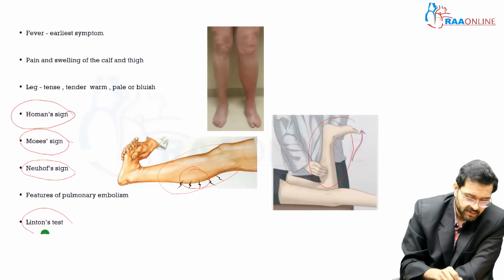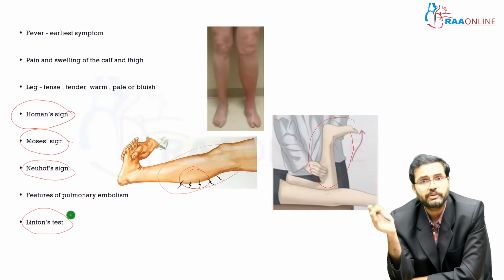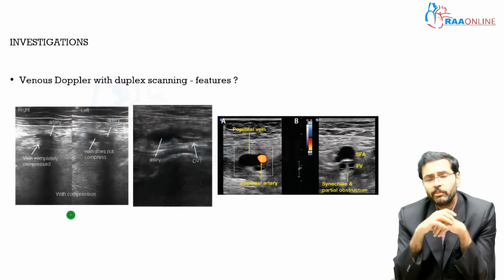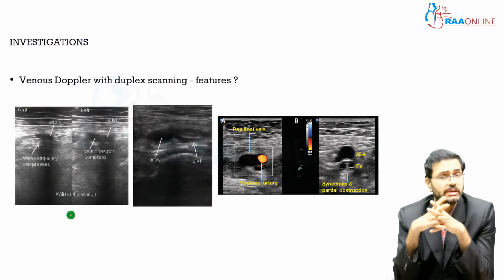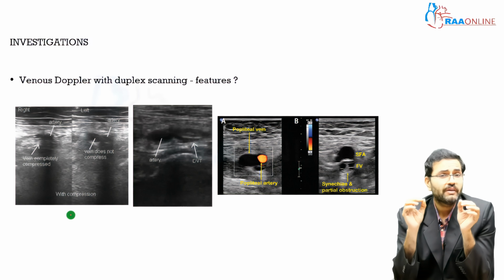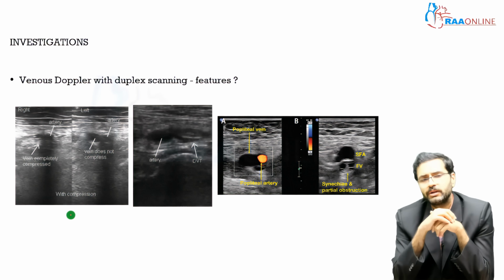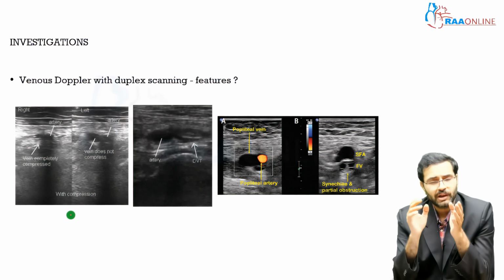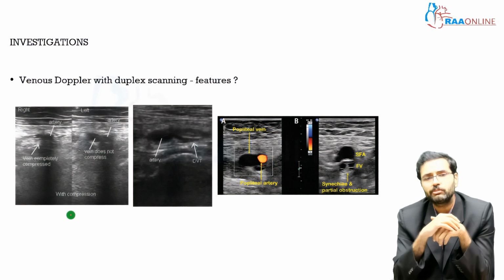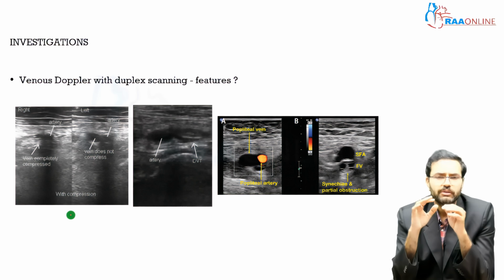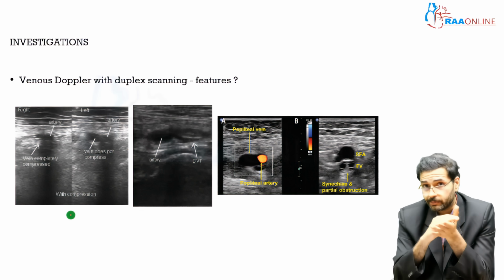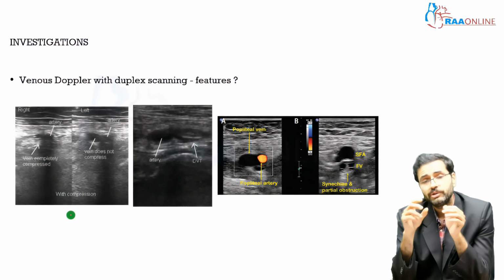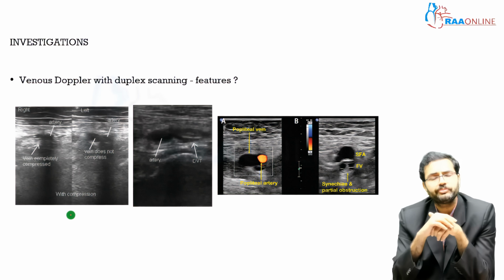Linton's test is again a test which is done to look for the presence of any deep vein thrombosis. The common investigation used to diagnose deep vein thrombosis is a venous Doppler with duplex scanning. What are the classical features of deep vein thrombosis in a venous Doppler with duplex scanning? Normally, like I said earlier, veins are collapsible. So, when you apply external pressure using a probe, usually the veins would collapse on themselves.